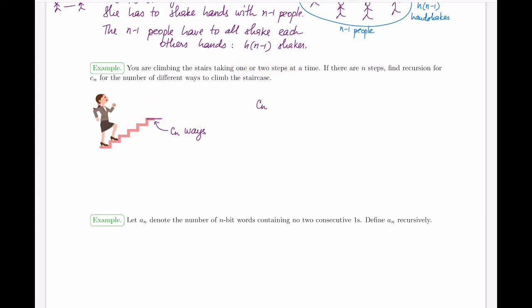So the number of ways to end up on the top stair is you either were on the previous step and took 1 stair at a time, or you were on the 2 steps before and took 2 steps at a time. Okay, in fact, let's make this color-coded. So you were either here and hopped over this way, or you were on the 2 steps before and you hopped over this way.